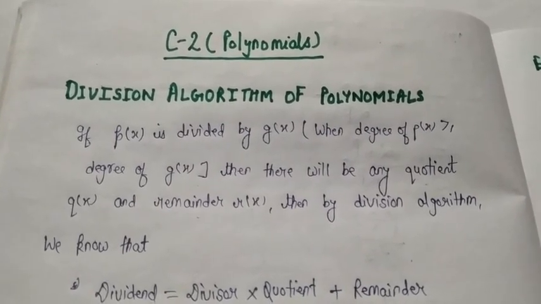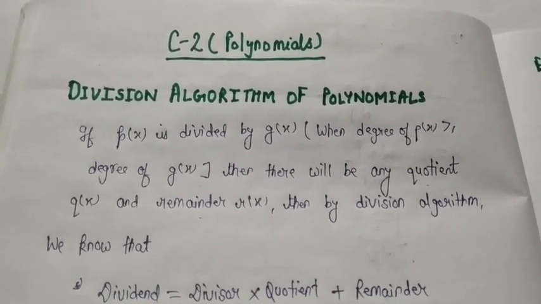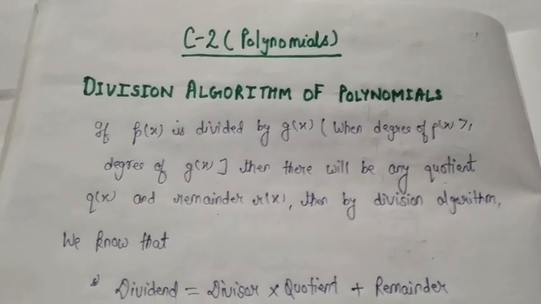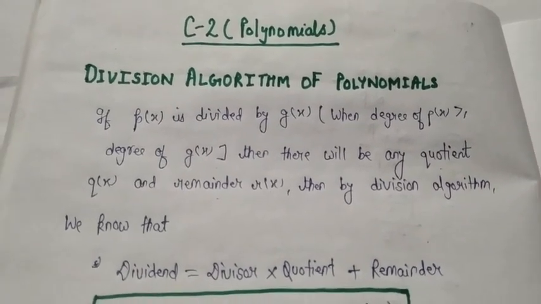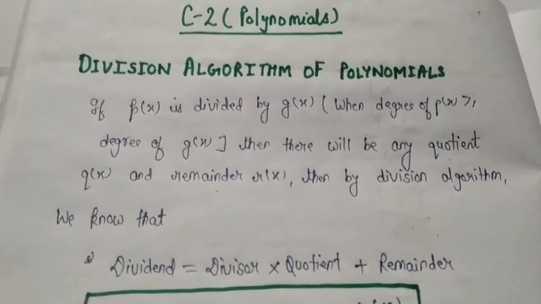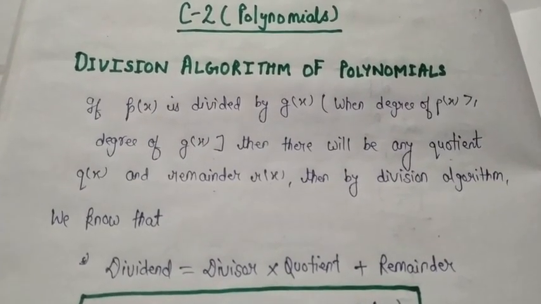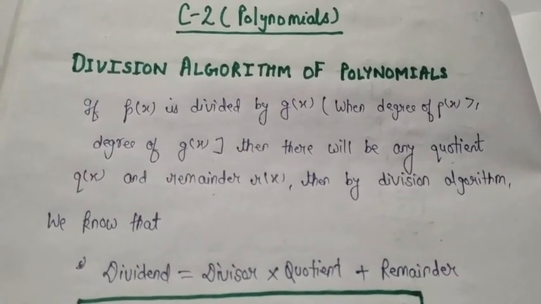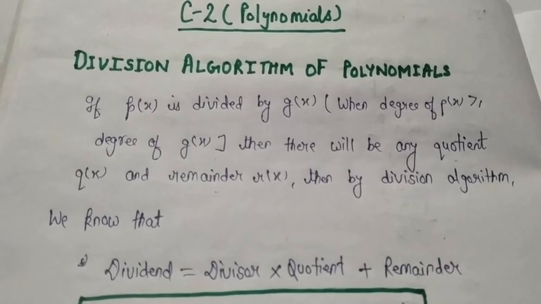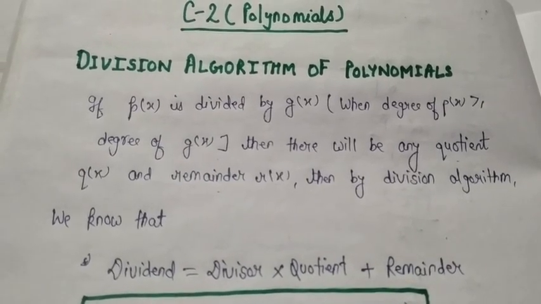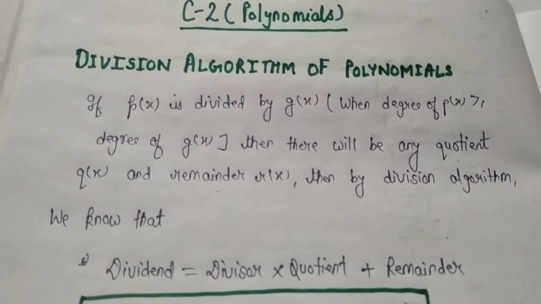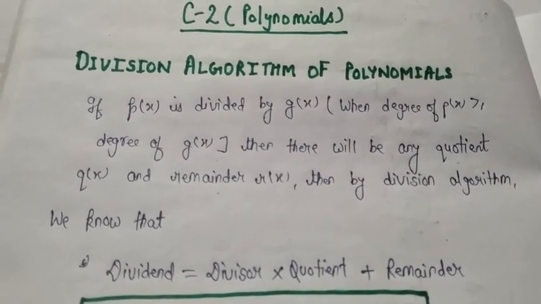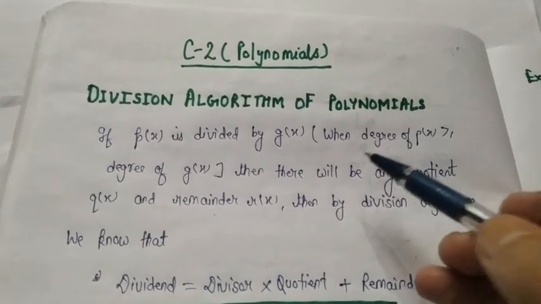Okay, we all know that for division we need two numbers. One is known as dividend and the second one is known as divisor. So the same will be applied in the case of polynomials also. See, if p(x) is a polynomial which is divided by g(x), and here the degree of p(x) is greater than or equal to the degree of g(x), because for any division the degree of the dividend should be either equal to or greater than the degree of the divisor. So for that purpose I have written this.